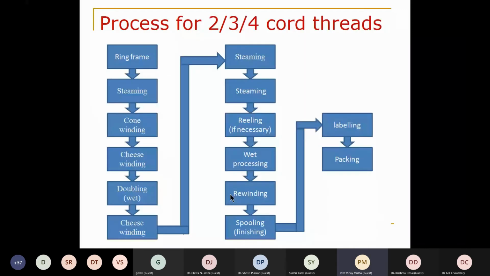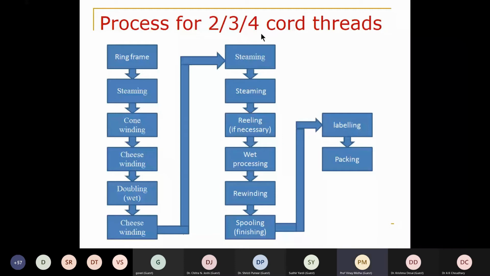Then this is the process for the 2, 3, or 4-ply threads. In this case, we can see we have the ring frames, then steaming is carried out, then we go to the cone winding, then it is cheese winding, then doubling is carried out under wet conditions, again cheese winding, and then we go to the steaming. Then 2 times steaming is carried out, and then we go to the reeling and wet processing, rewinding, and then we go to the spooling and finishing, which will be able to give you a sewing thread made from these particular 2, 3, 4 plies with a balanced twist.